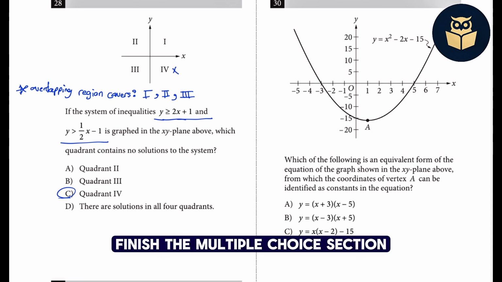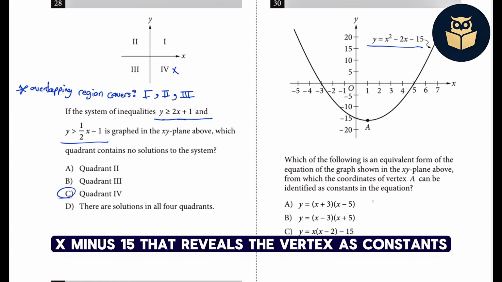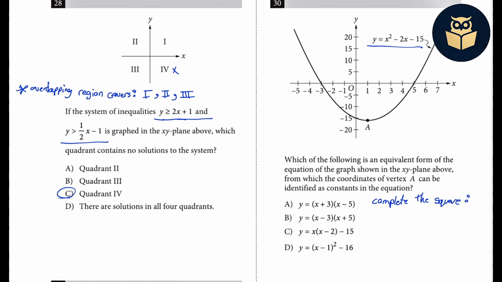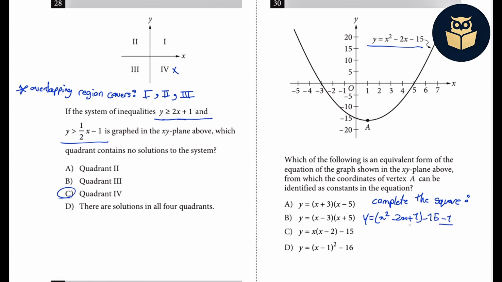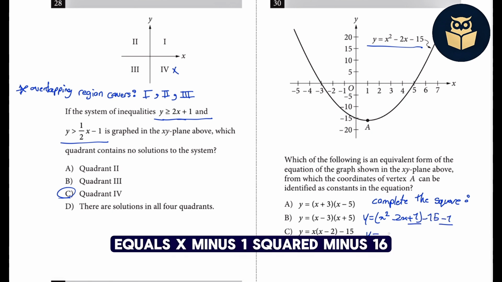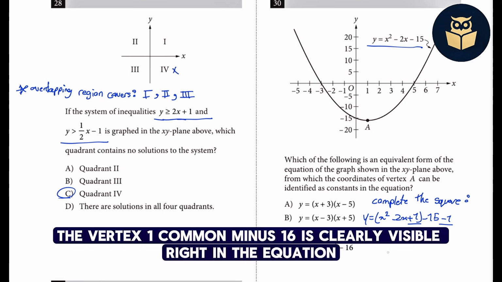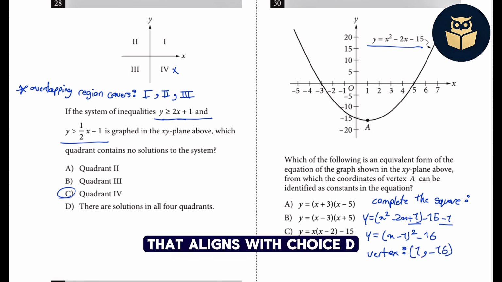To finish the multiple choice section, question 30 asks for an equivalent form of y equals x squared minus 2x minus 15 that reveals the vertex as constants. Whenever you hear reveals the vertex, think vertex form. We get there by completing the square. y equals x squared minus 2x plus 1 minus 15 minus 1, which equals x minus 1 squared minus 16. Here, the vertex 1 comma minus 16 is clearly visible right in the equation. That aligns with choice D.